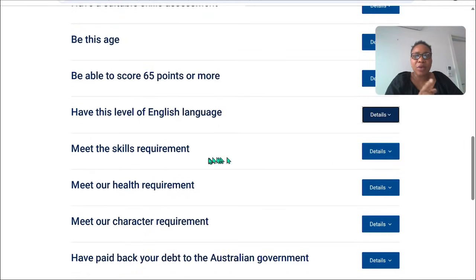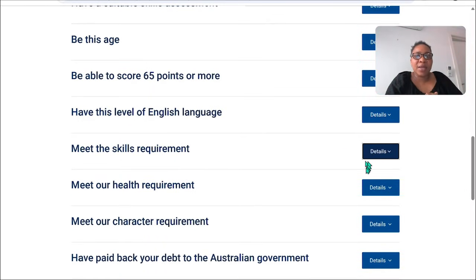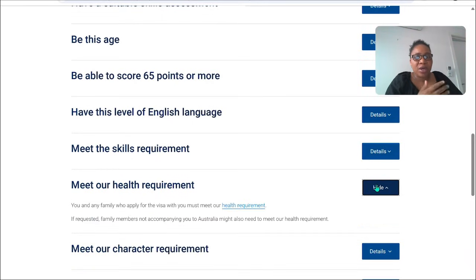Then you must meet the skills requirement. So this one is assessed through your skills assessment to show that you really meet the skill requirement. So that's why they advise, or they make it mandatory, for you to do a skills assessment. Then you must meet the health requirement.